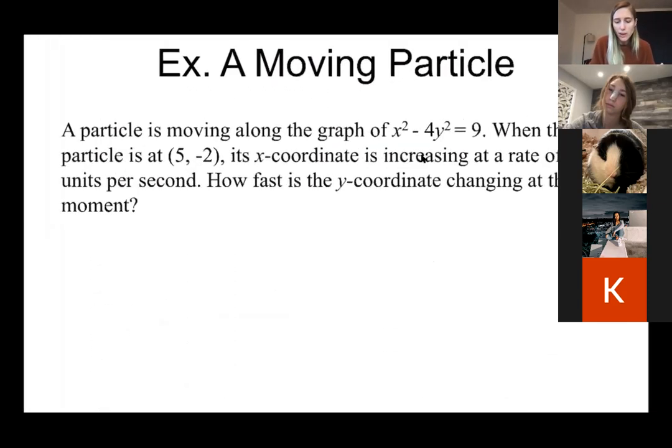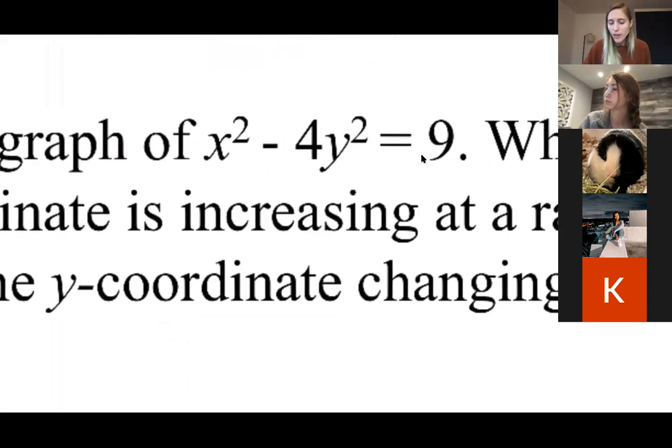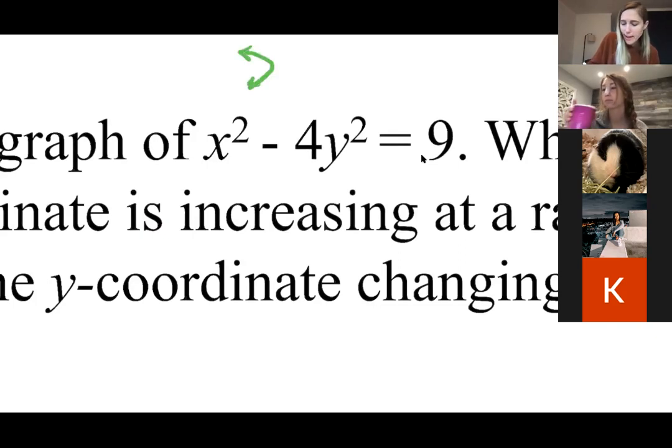So we're going to start with this very simple example. It's the moving particle example, okay? So I want you to try and visualize a particle moving along a graph. The equation that I give you actually represents a hyperbola. And if you remember, hyperbolas are conic sections, and they're the ones that can either open out or up and down. This one in particular opens out.